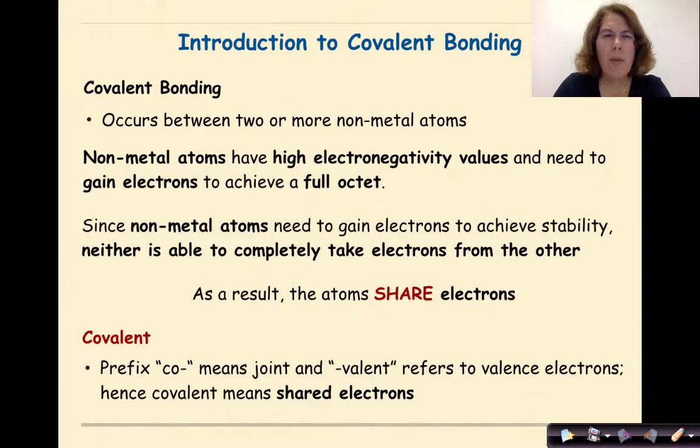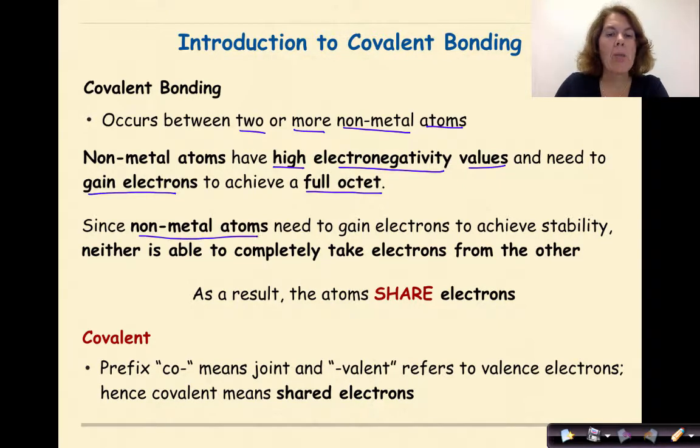So what is a covalent bond? A covalent bond occurs between two or more non-metal atoms. Non-metal atoms have high electronegativity values. In other words, they're able to draw electrons to themselves and need to gain electrons to achieve a full octet.